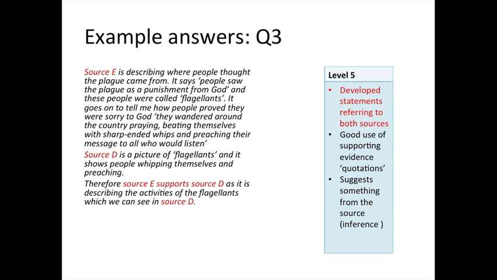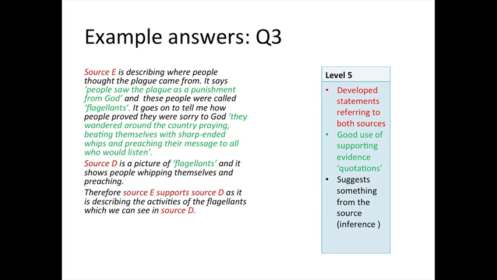You can see from the highlighted text in red, there are developed statements referring to both sources. In the green, there is a good use of supporting evidence. Quotations are provided. And also there's inference in this answer. You are suggesting something.